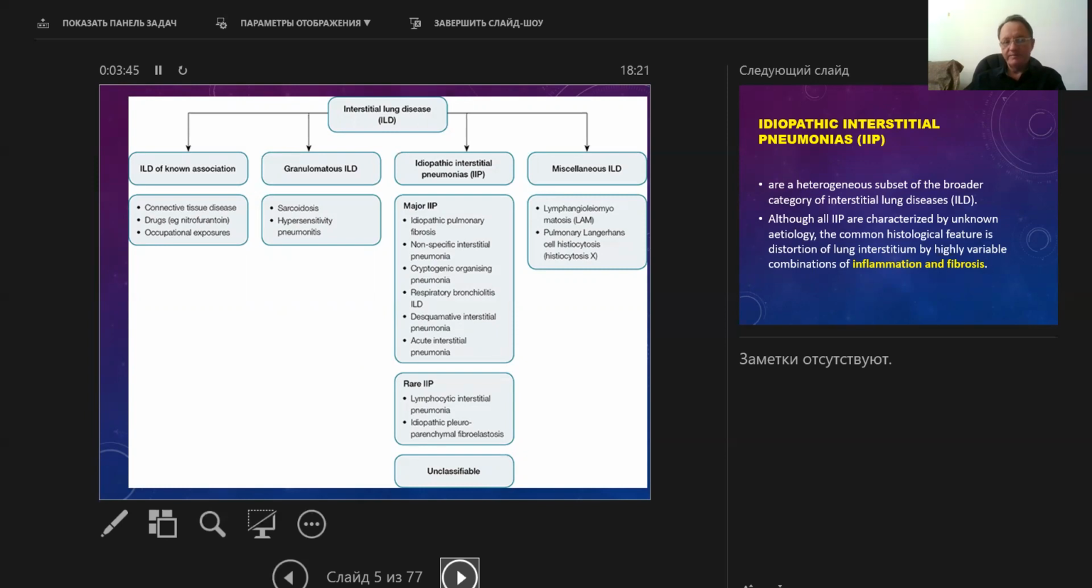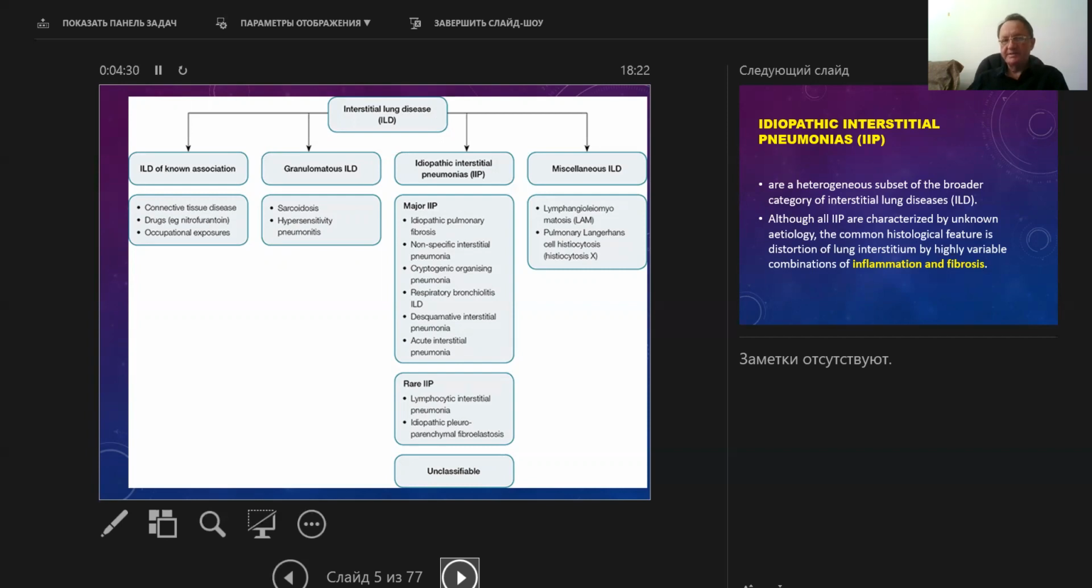In this slide, you can see the first group, interstitial lung disease of known association, including connective tissue disease associated with interstitial lung disease, drug-induced interstitial lung disease as a side effect of consumption of some kinds of drugs, first of all, for example, amiodarone, and interstitial lung disease as a result of occupational hazard exposure.